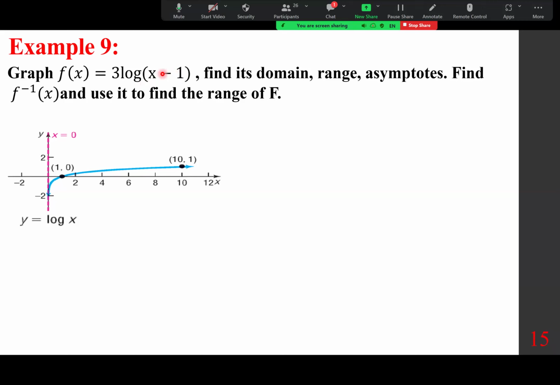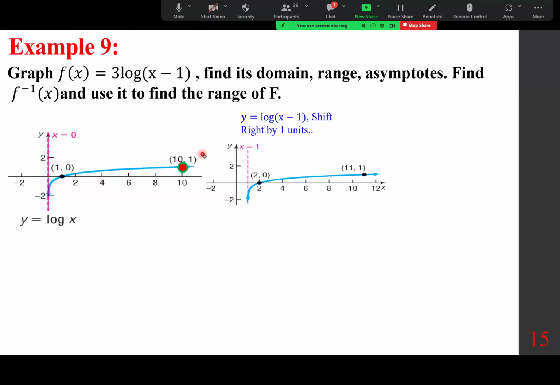So if we start with log of (x minus 1), that means the same thing, but you move it to the right by 1 unit. And this is, of course, (1, 0). This is (10, 1). So we're going to move everything to the right by 1 unit. So what happens? (1, 0) becomes (2, 0). (10, 1) becomes (11, 1). Your vertical asymptote was the y-axis, or x equal to 0. Now it's x equals 1.